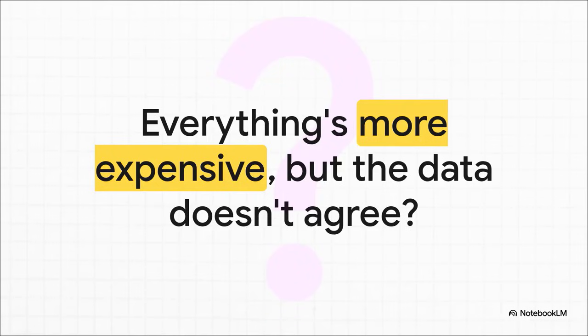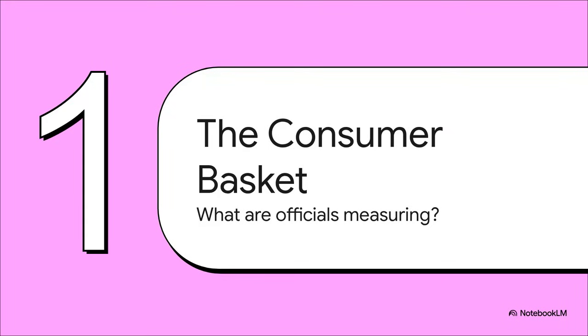So what's the deal here? Why does it feel like everything costs more, but the official index just doesn't seem to reflect that reality? To crack this mystery, we've got to first pull back the curtain and see what the officials are actually measuring. All right, so the main tool that governments and central banks use to track all this is something called the Consumer Price Index. You've probably heard of it as the CPI. And honestly, the best way to think about it is like the country's official shopping list.